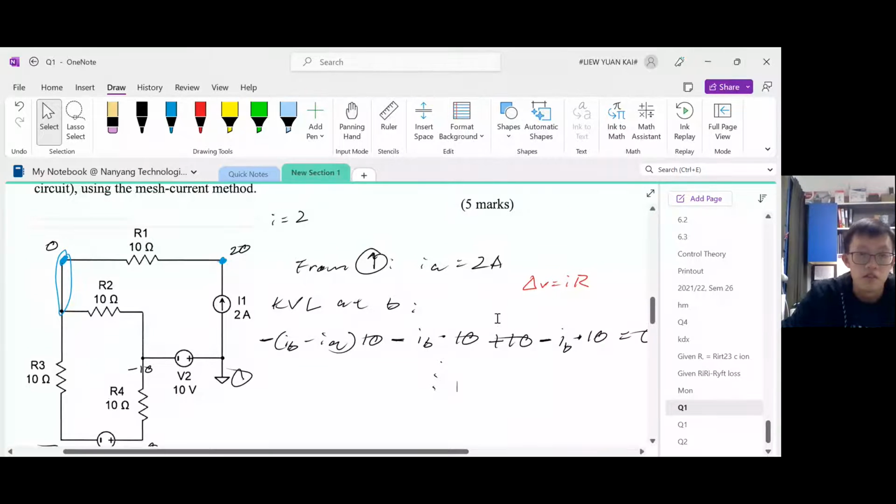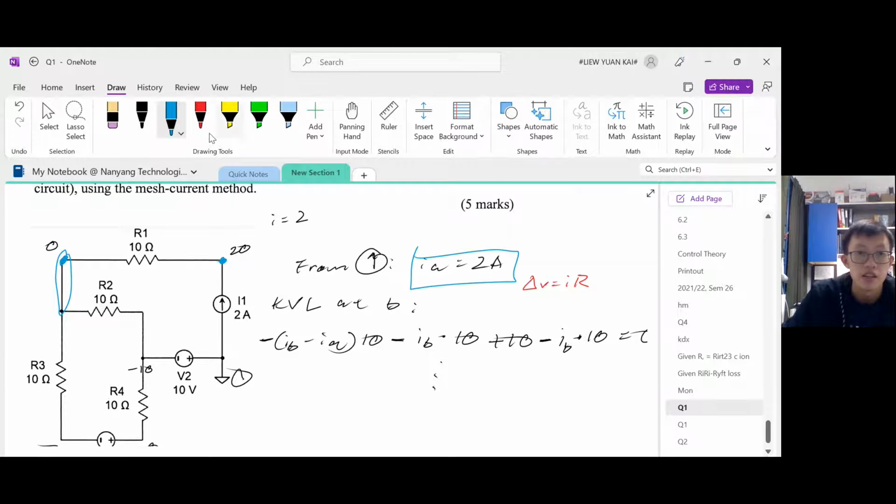Okay, so now for finding the mesh currents, we'll use our mesh current equations here. So we know that IA is 2 amperes, and to solve for IB, you just solve this equation. Substitute 2, the 2 amperes is from here, and if you solve this, you should get IB equals 1 ampere.